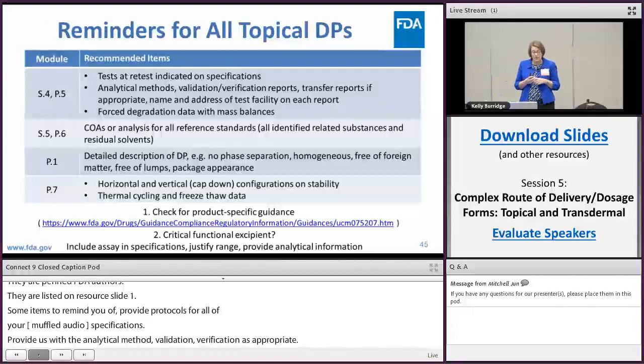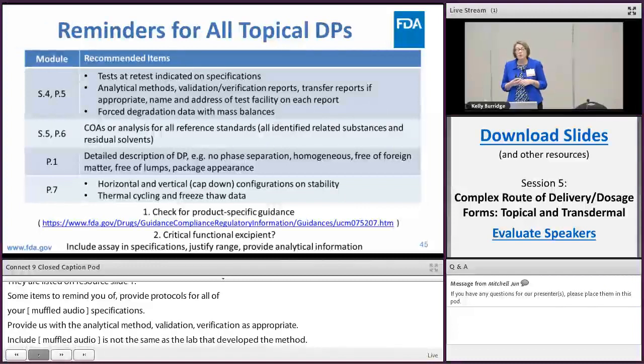Remember to include forced degradation data with mass balances. If you analyze the same sample using your assay and your related substances methods, and you can demonstrate that you achieve a mass balance, that's pretty strong evidence that your methods are stability indicating.